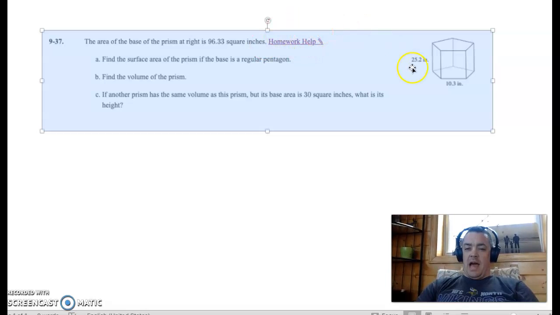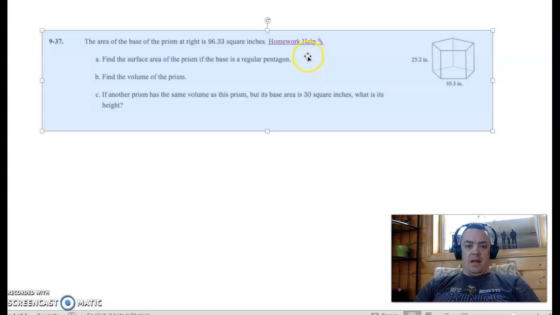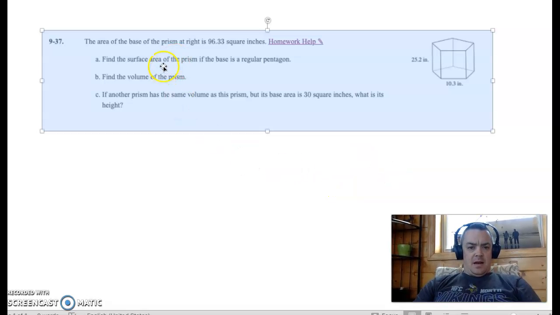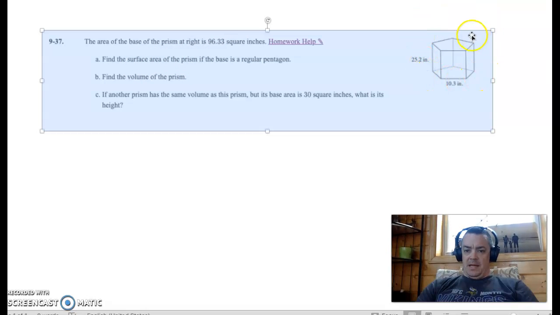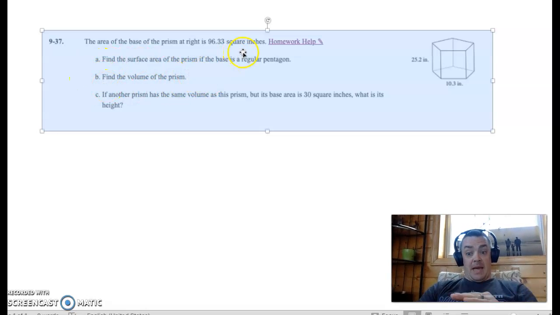So in this one, you didn't have to find the area of a pentagon. And you are right, we did not find the area of a pentagon yet. But they want you to find the surface area of that whole piece. But we already know that the base and the top are 96.33 square inches, okay? So then you can find that volume piece also, because we've already got the base, we've already got the area, and now all we need is the height, right?